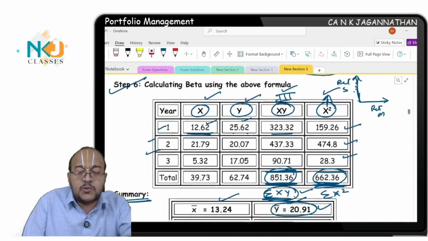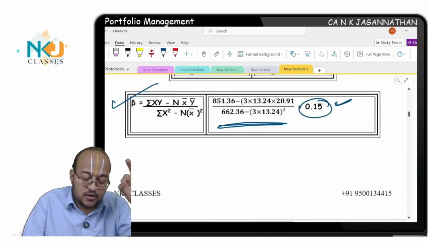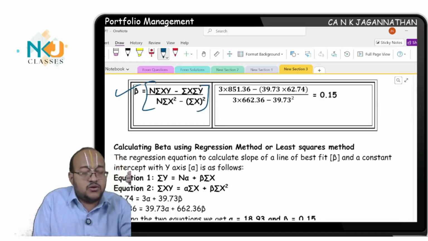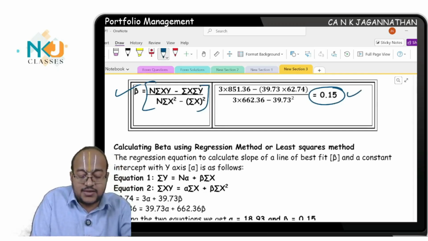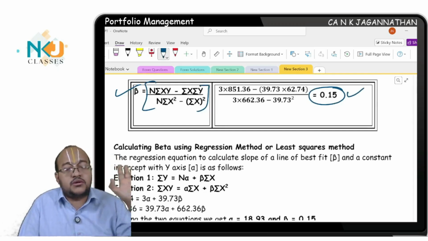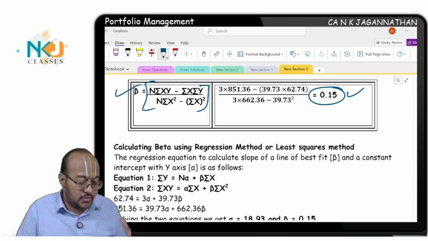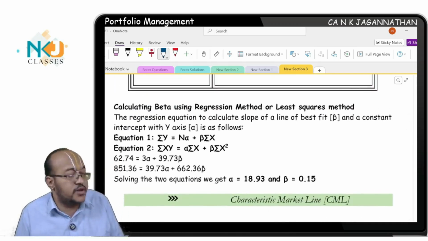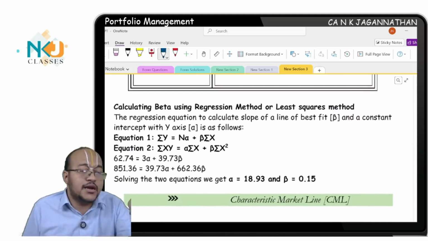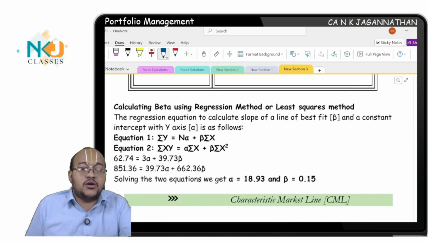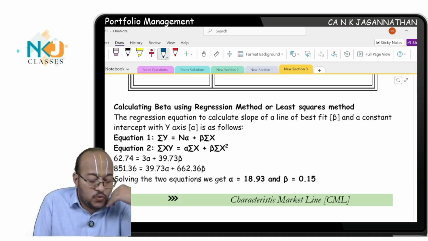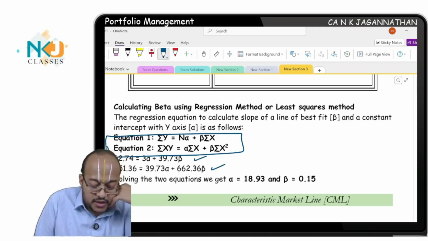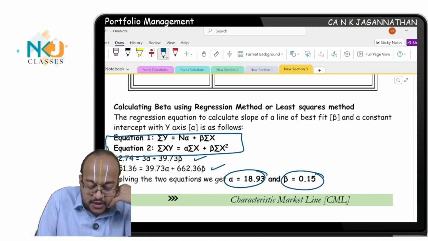I am just showing you how to compute under the regression model using this formula. Is this clear? These two formulas are clear. Again, if you multiply the numerator and denominator with n, I told you, you will get the same answer. I also showed you the computation. That is not an issue. Now, come to the main discussion. These two formulas came from the regression equation. If you know these two regression equations, you can solve for the alpha value as well as the beta value.